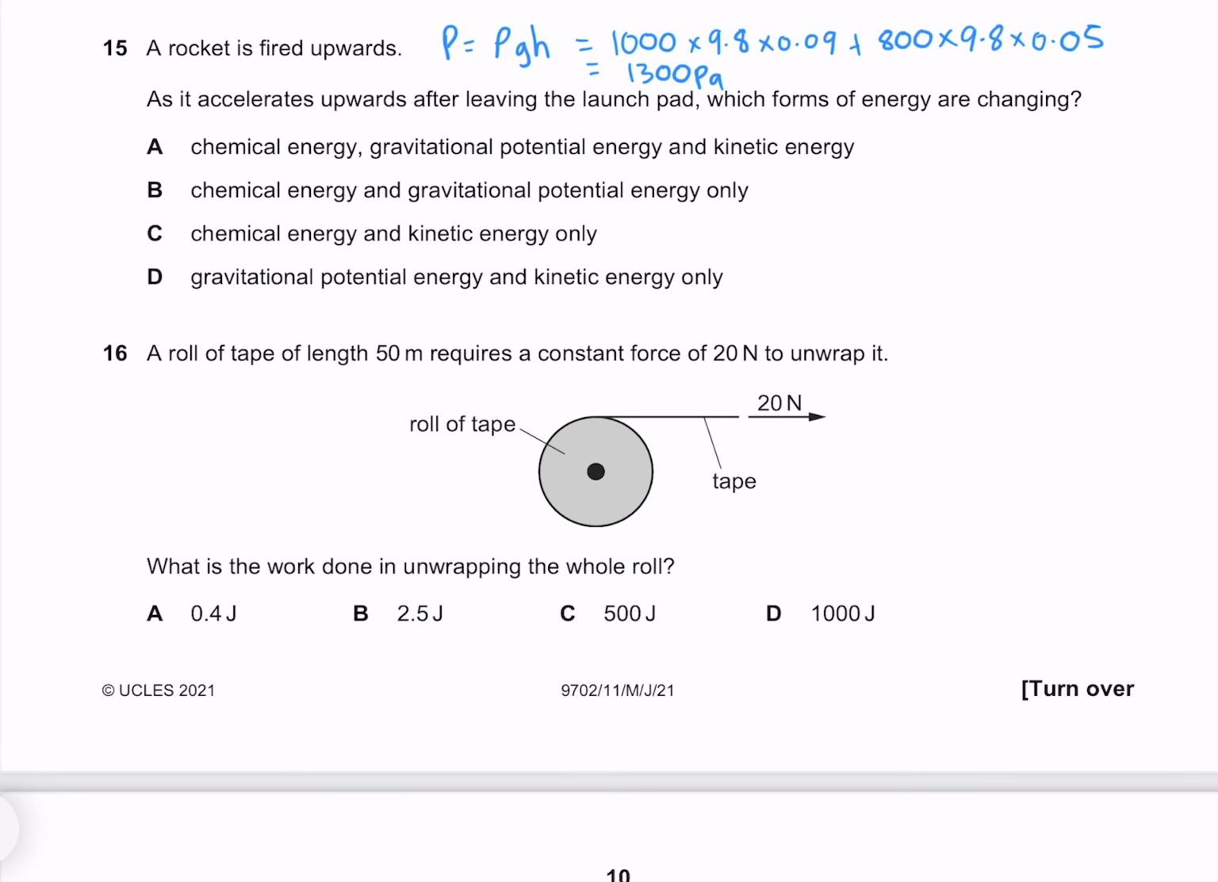A rocket is fired upwards as it accelerates upwards after leaving the launch pad. Which forms of energy are changing? It's using fuel, so its chemical energy is changing. It's performing work against gravity, so its gravitational potential energy is increasing. And it's accelerating upwards, so it's gaining velocity, which means its kinetic energy must be increasing. Therefore, all three are changing, and therefore our answer must be A.